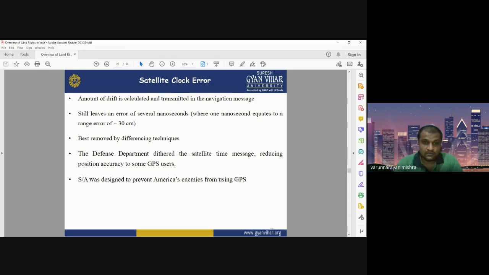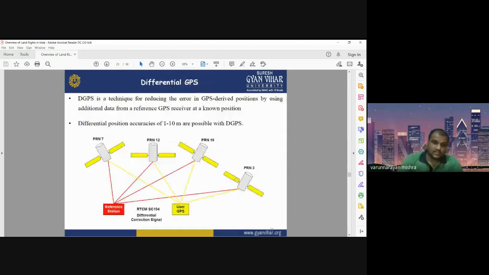In the next class, tomorrow, we will discuss differential GPS. What is differential GPS? What are the different types of differential GPS? How does it work, what is its utility and application, and how is it better than GPS? So this is all about GPS, and in the next class we will discuss differential GPS and different types of surveying techniques for getting precise and accurate positioning of any Earth surface feature or object.